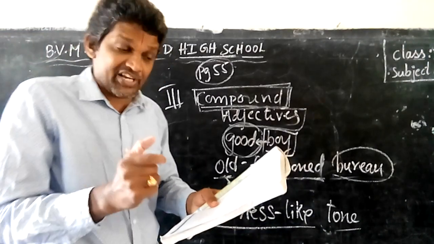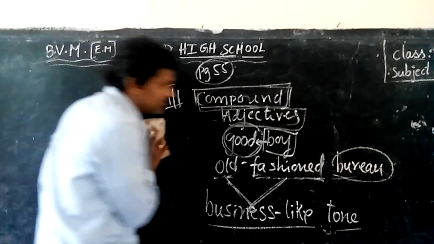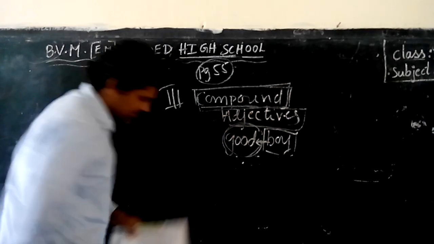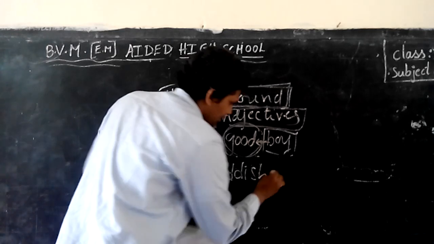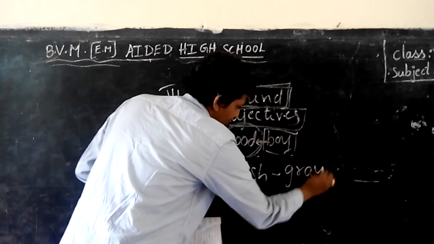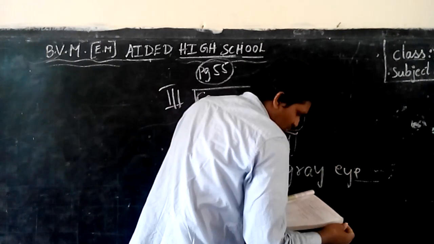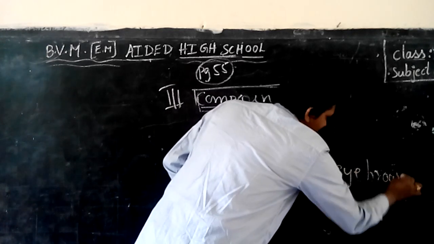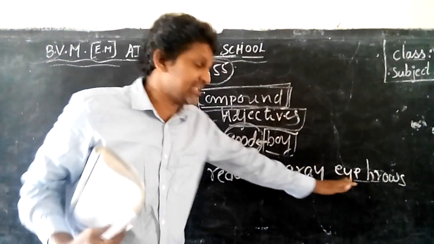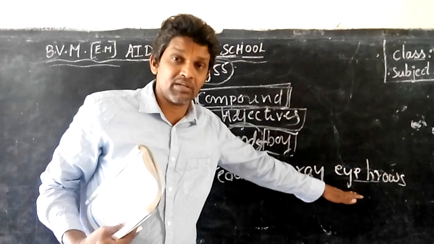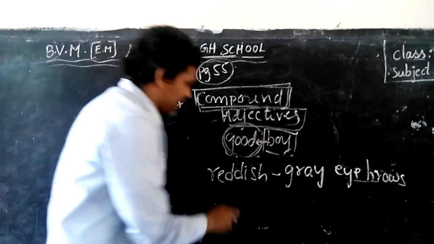See the third one: reddish grey eyebrows. Reddish grey. So colors also come under adjectives. Eyebrows. Here eyebrows are described. Reddish grey is describing the eyebrows of a person. Eyebrows are the noun, and reddish grey is a compound adjective.